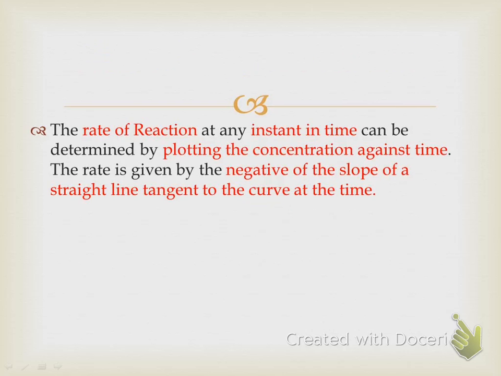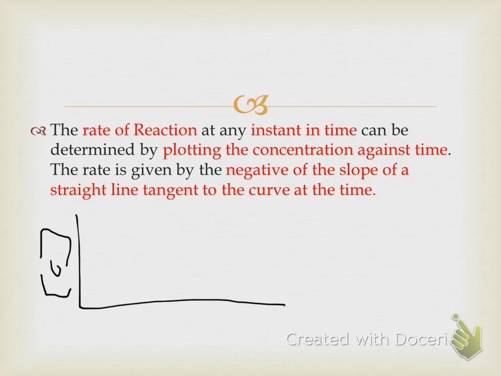Now, the rate of reaction at any instant in time can be determined by plotting the concentration against time. What do we mean? If I'd like to find out what is the rate of reaction at a certain given time, so if here's my chart, and this is my concentration of C at a given time, and we'll use seconds as our unit, my graph should look something like this. Now, if I would like to find out what the rate is at this point, we'll say this is 20 seconds.